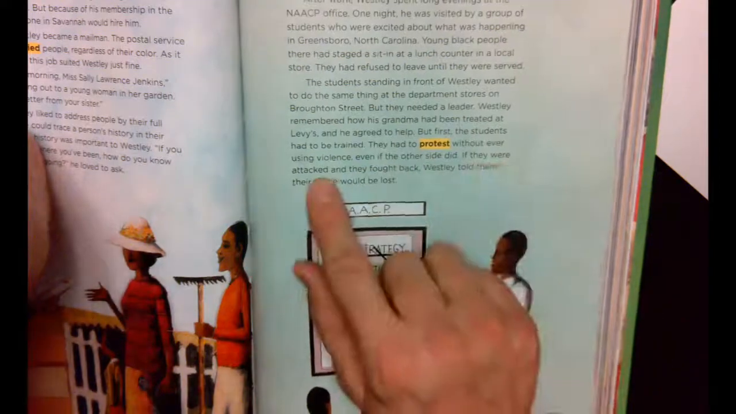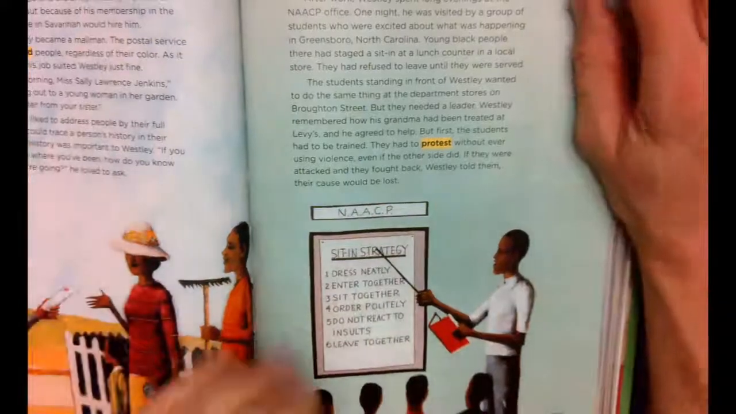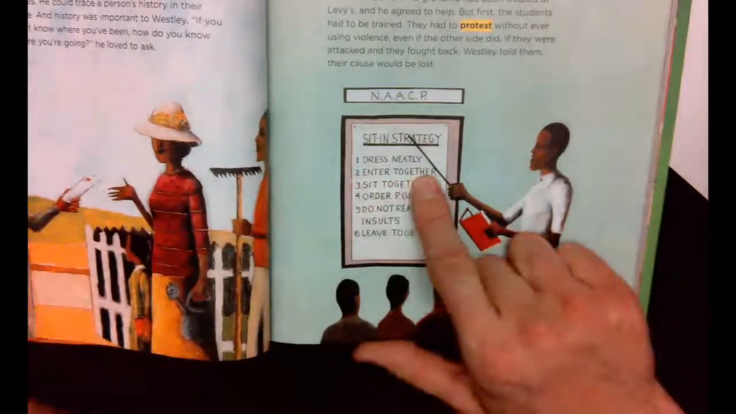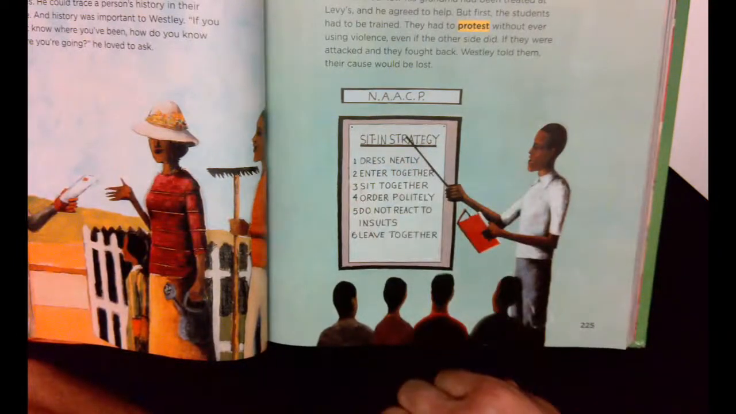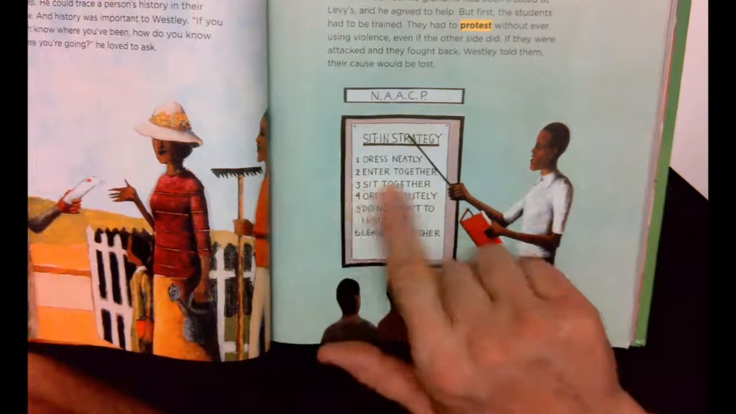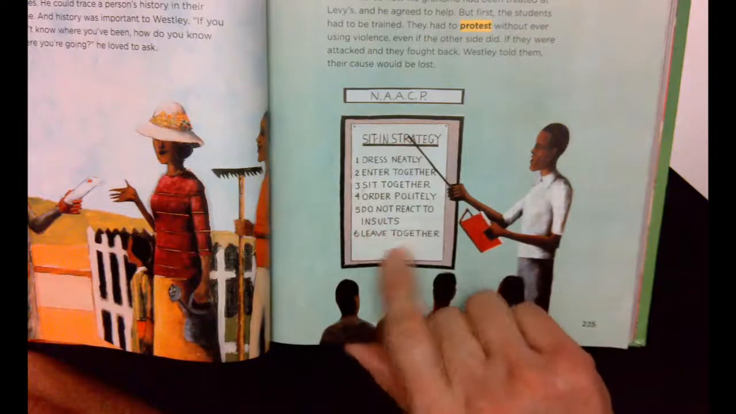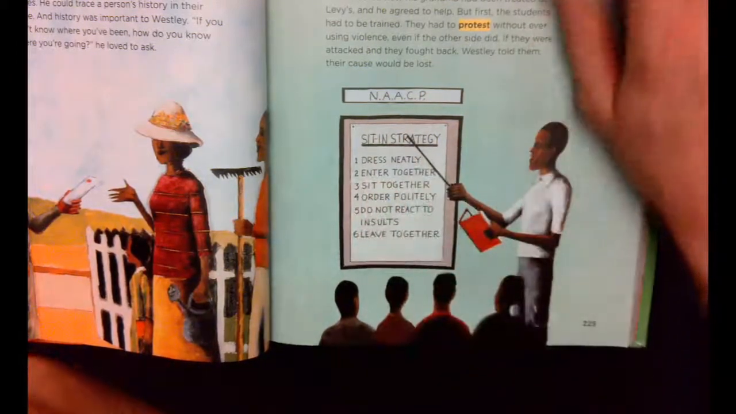If they were attacked and they fought back, Wesley told them their cause would be lost. Sit-in strategies. Dress neatly. Boy, that's kind of cool. You know, a lot of these things we have in businesses or in schools, or if you go out to any kind of fancy restaurant. Dress neatly, enter together, sit together, order politely, do not react to insults and leave together. Great advice for these sit-ins.